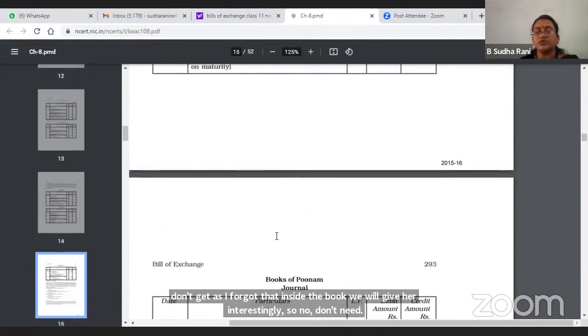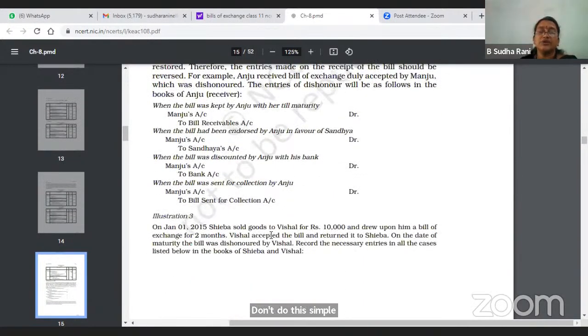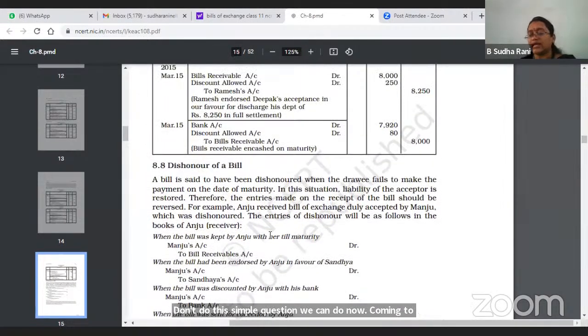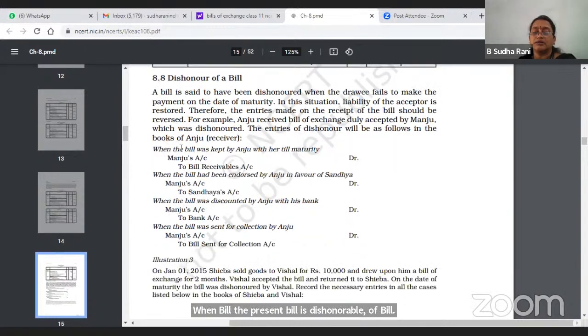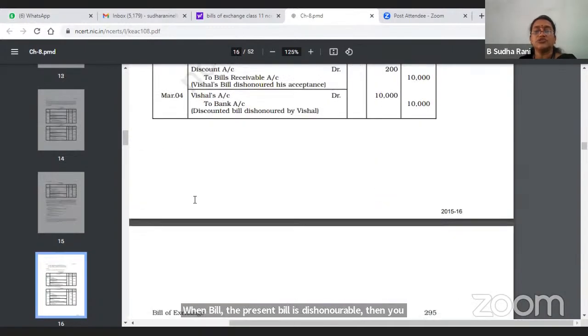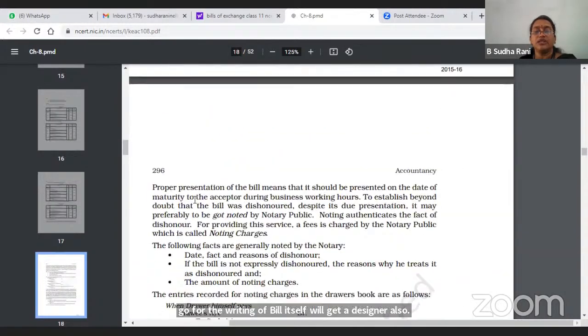Now coming to the dishonor and renewal of bill. As time is getting over, I'm going straight away to the renewal of bill, where you get dishonor of bill itself also. When do you go for the renewal of bill? When the present bill is dishonored, then you go for writing a new bill, right? So in renewal of bill itself, you'll get a dishonor also. So let's go straight away to the renewal of bill.